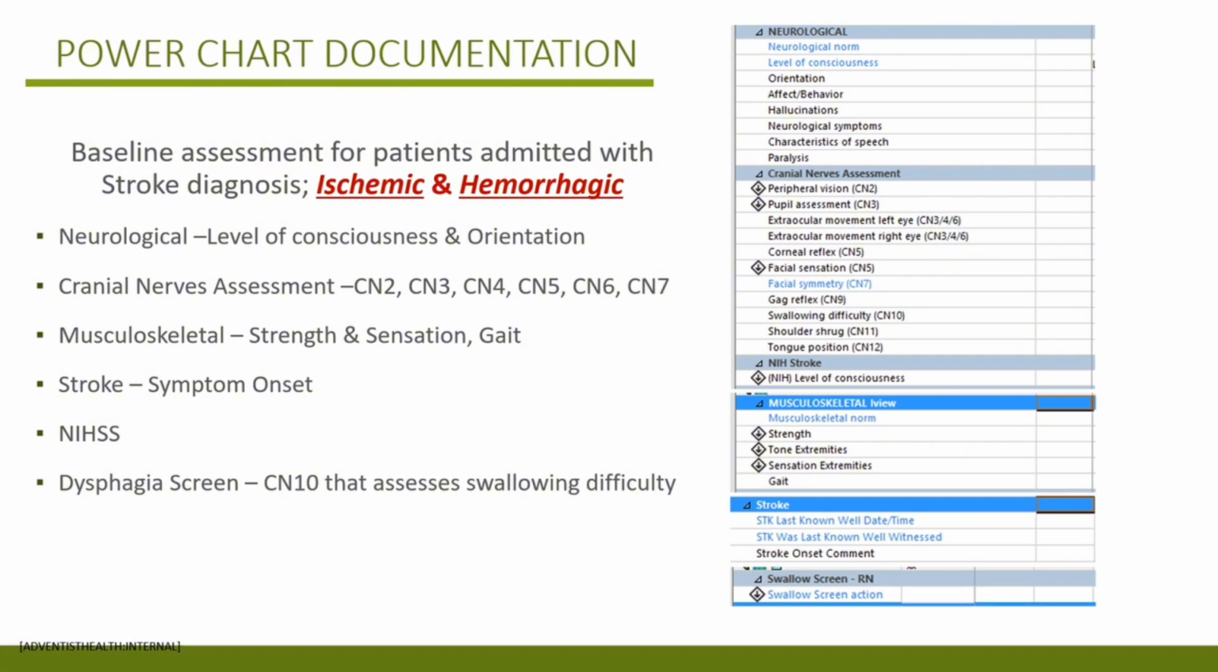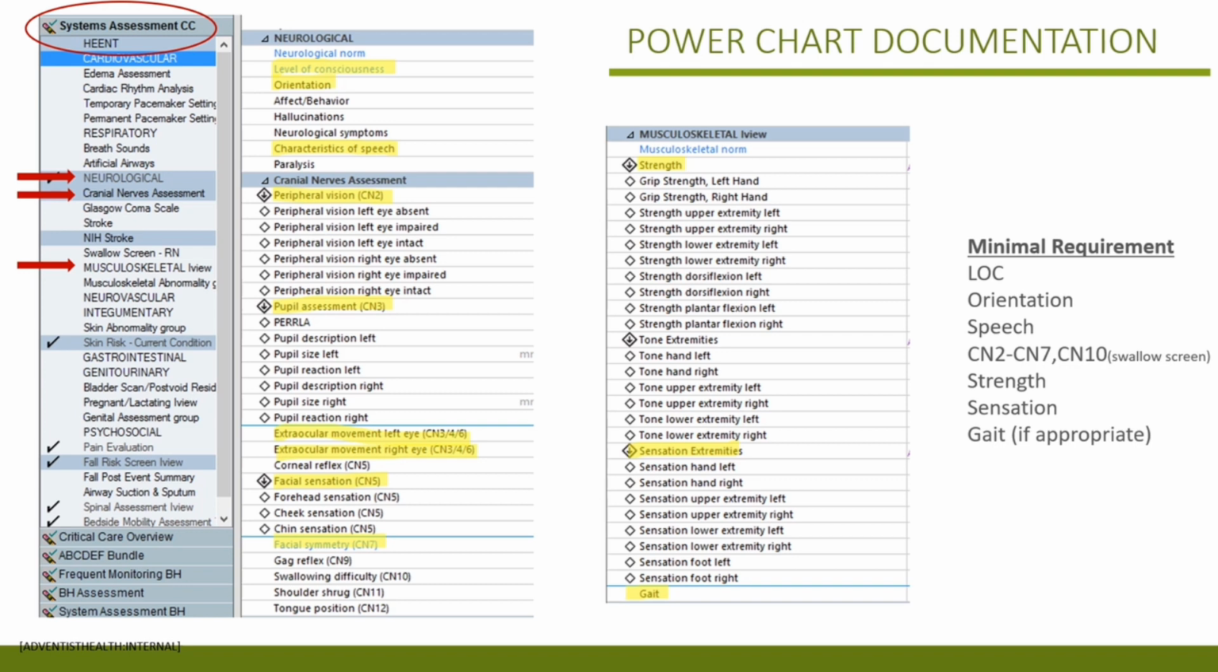Okay, and so this is the baseline assessment. A lot of the charting did change in PowerChart. What they did was they shortened things up so everything's not wide and open, which I actually like because it's easier. Let me flip over to this one. So this is what it looks like when it's wide open. Now, if you are on the medical floors or on the unit, it is under either Systems Assessment CC band or the Systems Assessment HW. It's the exact same thing.